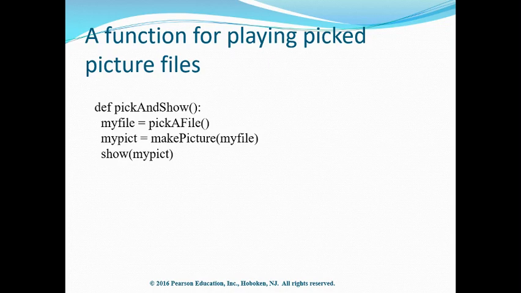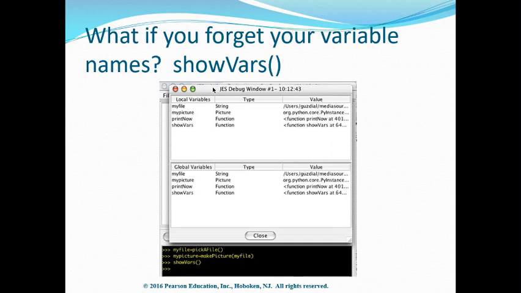So we define a function called pickAndShow, and inside those parentheses we have nothing in there, right? That's because it doesn't take any input, right? We have a colon because we're defining this function called pickAndShow. Then inside this block for the function, we say myFile equals pickAFile. Then we have myPic equals makePicture with myFile passed into it. So makePicture is taking a file path that pickAFile returns. And then showPicture takes the myPic variable and actually presents it to the screen.